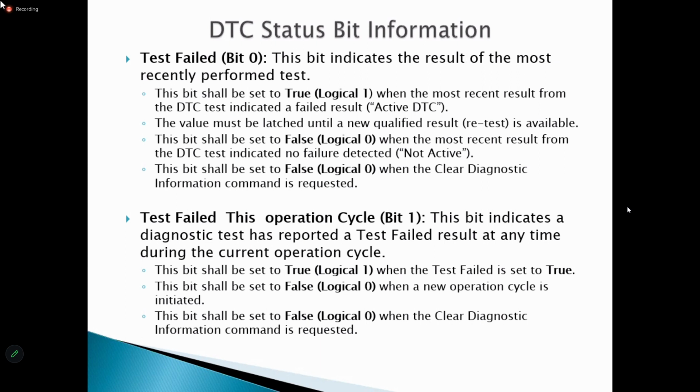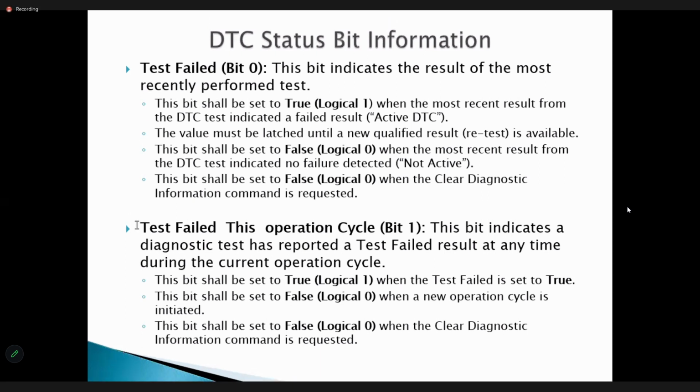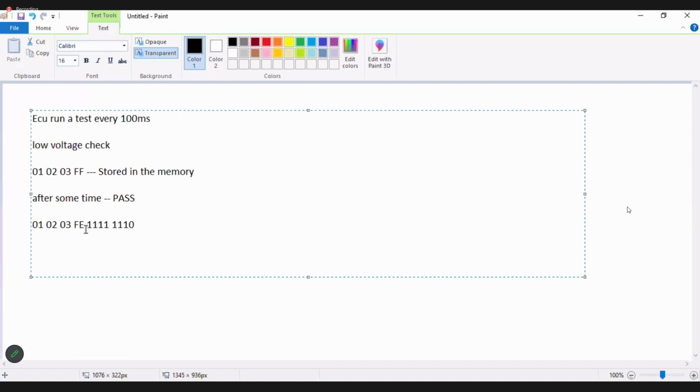Okay, so now here, is my paint visible, right, guys? Visible now? So now this bit is set to 1. That means this fault is when we turn on the ignition, we went for a drive. This bit is set to true. That means in this operation cycle, this fault was detected.